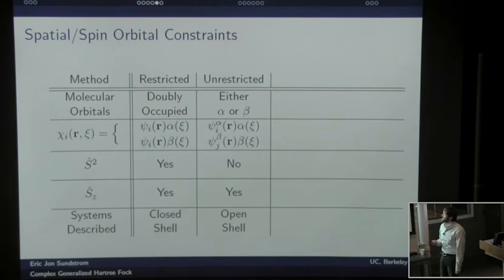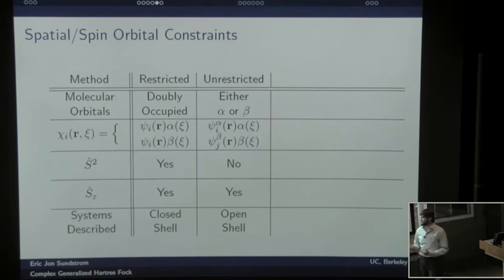We can do unrestricted, which probably most people in here are familiar with. This allows you to do open shell systems. So you have a spatial component that's different for the alpha space than it is for the beta space. This doubles the complexity of the problem, but that's not a big deal. And overall, this allows you to treat open shell systems.